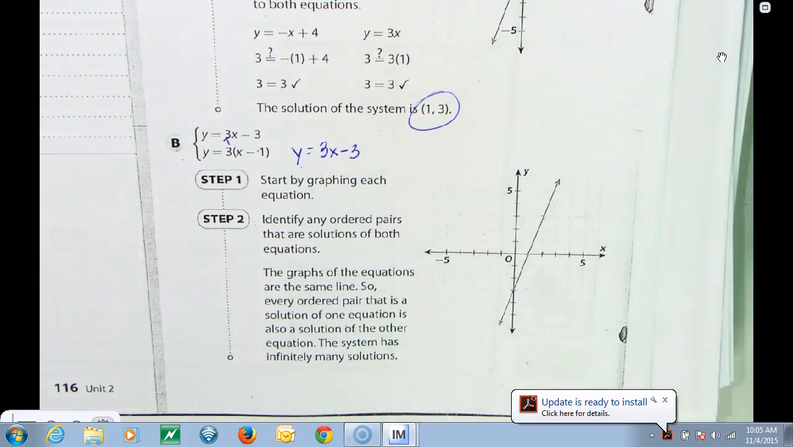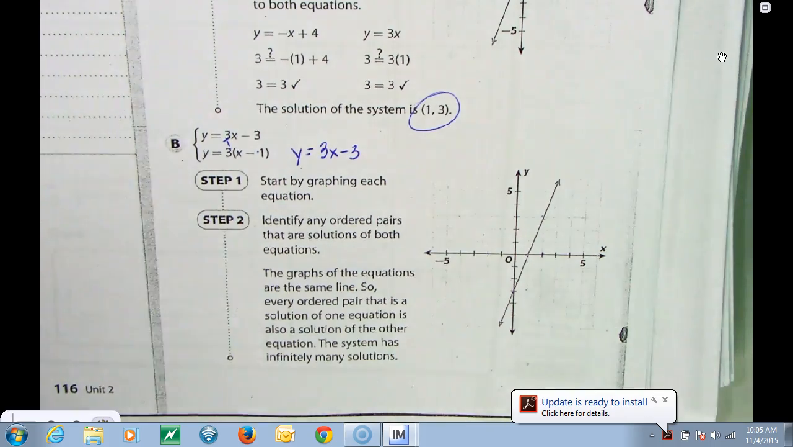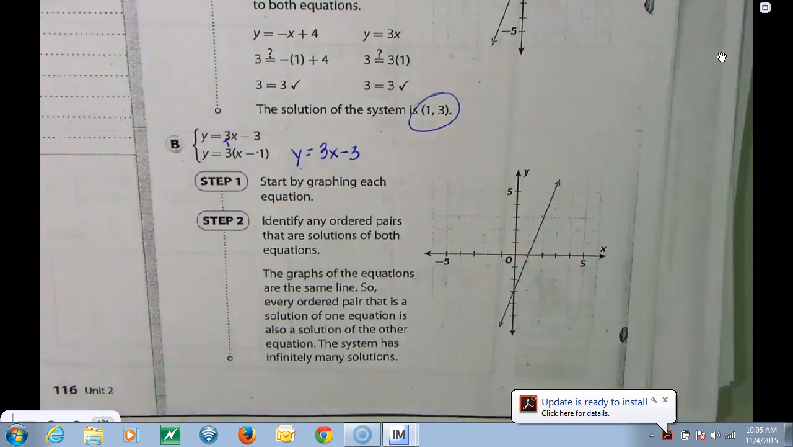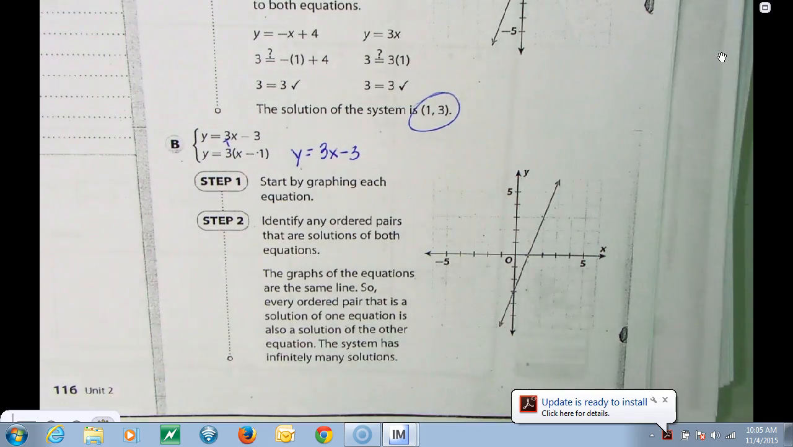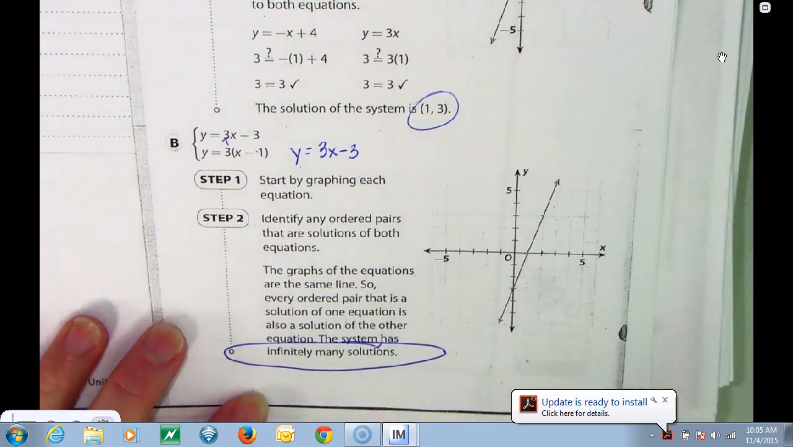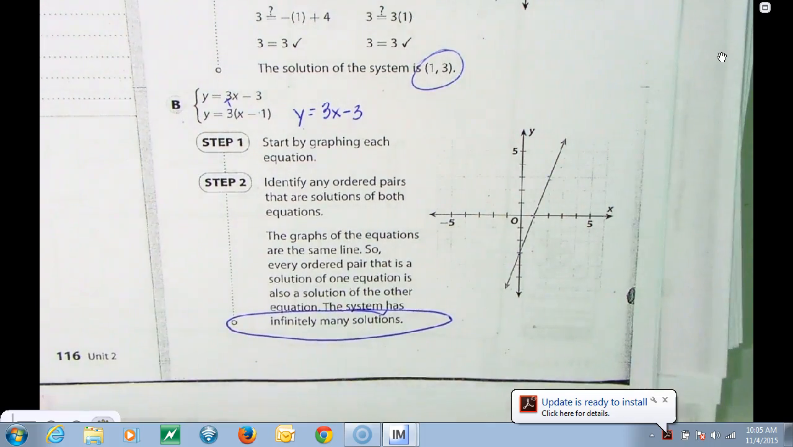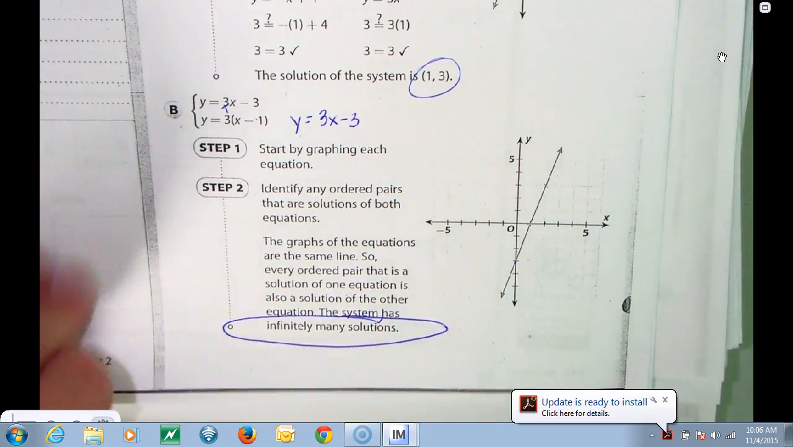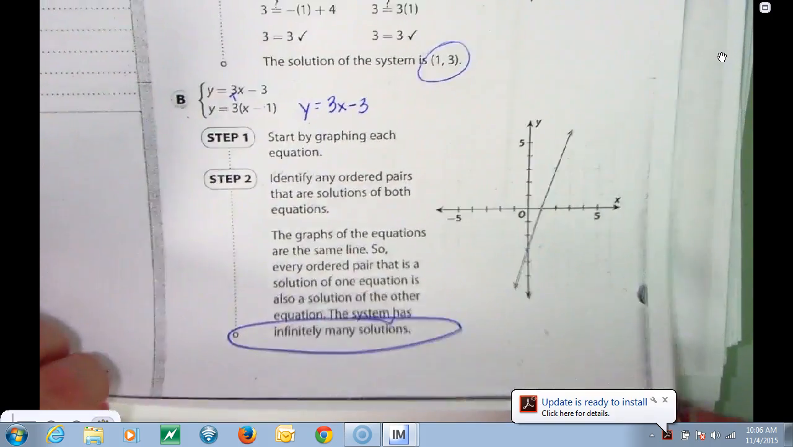So if it's the same line, how many points do you think they have in common? All of them, which is an infinite number. There's so many we could name them all our life and not get through. Infinitely, everybody circle that, infinitely many solutions. When you get the same line, it's going to be infinitely many solutions. They're all in common. They all make them true.